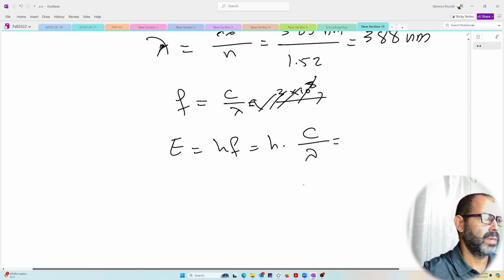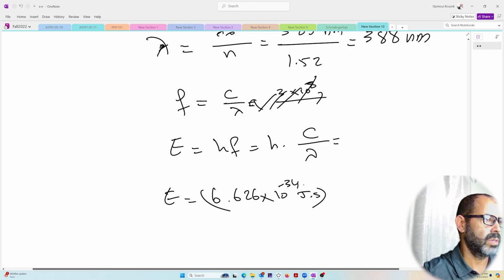Now I'm going to replace the values. The energy is going to be equal to 6.626 times 10 to the negative 34 joule seconds. Let's put the units in here just to make sure. The energy at the end is going to be in joules, okay?